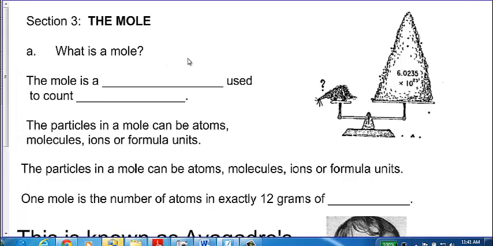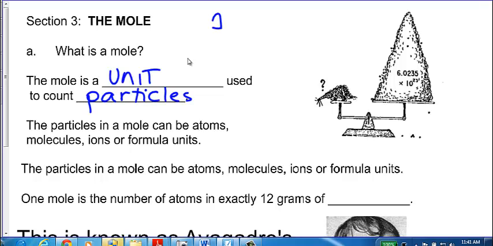A mole is a unit. Just like dozen is a unit, right? A dozen means 12. A mole just means a lot more. So a mole is a unit that we use to count things that are really small, that we can't see. We can't even see them with a microscope. We use it to count particles or atoms or molecules. Okay? It's a made-up unit.